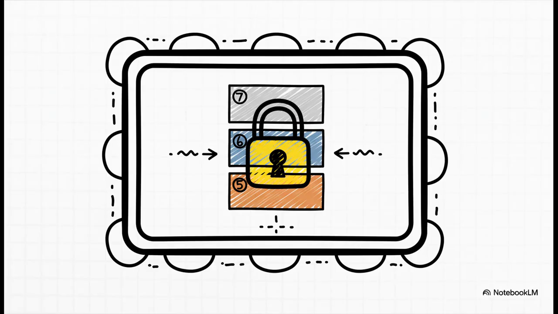So you might be wondering, hey, wait a minute, where are the top 3 layers? Session, presentation, application. Well, in the real world, especially when traffic is encrypted, layers 5, 6, and 7 are often all bundled together. In this case, they're all contained inside the secure data payload itself. That single encrypted package handles the session, the data format, and the application request all in one go.